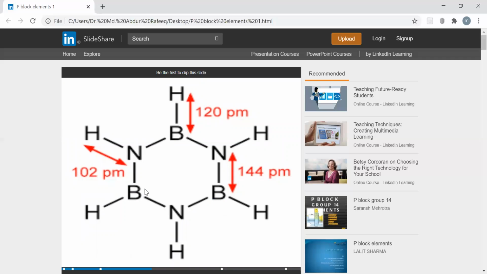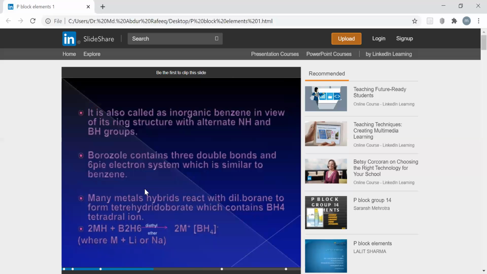You see here, this is borazole, B3N3H6, because 3 borons have been replaced. And B3N3H6 is called inorganic benzene. Benzene is C6H6. If 3 carbons are replaced by boron and nitrogen, we get borazole. So borazole is called inorganic benzene. Borazole contains 3 double bonds and a 6 pi electron system, which is similar to benzene. Its structure and properties are mostly similar to benzene.